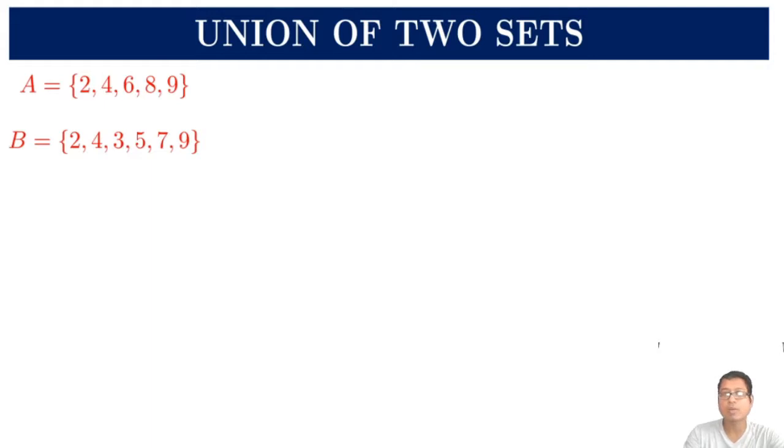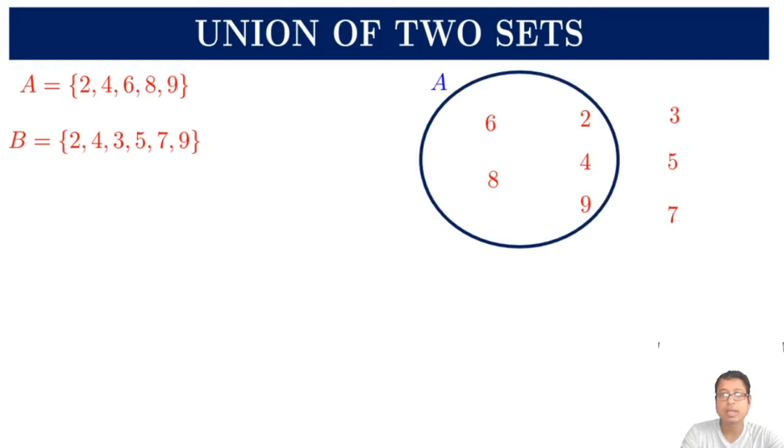Okay, before going to the formal definition, let me talk about one example. Suppose A is 2, 4, 6, 8, 9, and B is 2, 4, 3, 5, 7, 9. Let me draw the Venn diagram for these two sets. I am highlighting all the elements here. Then this is the set A, and why I am putting this element inside A, because A consists of 2, 4, 6, 8, 9 and B consists of these elements.